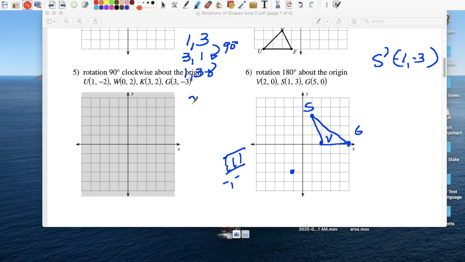Point V is (2, 0). Switch it, becomes (0, 2). And then switch it again, becomes (2, 0). But it becomes (2, 0) on this side of the x-axis, so the first number is negative. So (-2, 0). So this was S prime, and this is V prime. Sorry, actually that was point V.